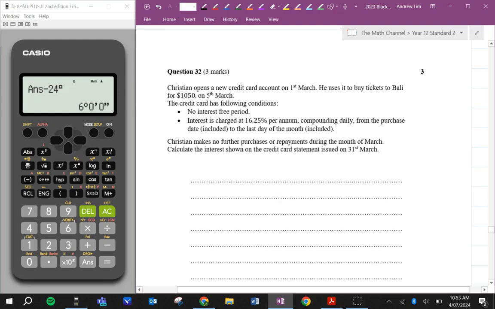No interest-free period. Interest is charged at 16.25% per annum, compounded daily. From the purchase date included to the last day of the month, included. Christian makes no further purchases or repayments during the month of March. Calculate the interest shown on the credit card statement issued on 31st of March.